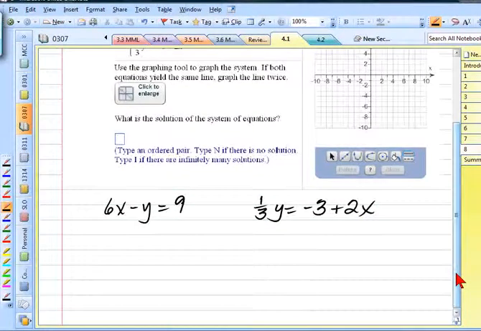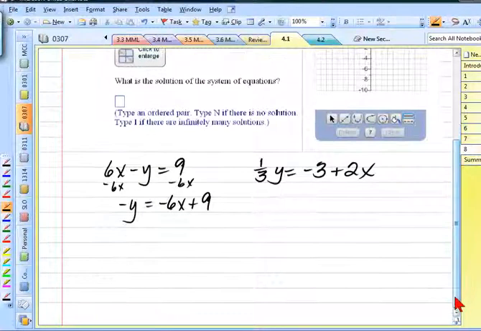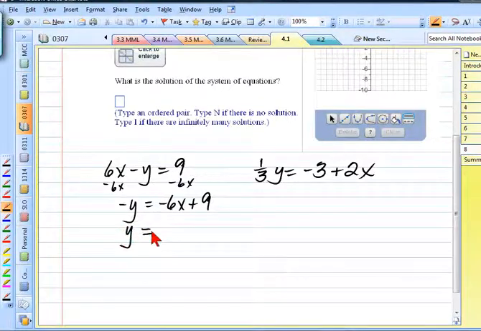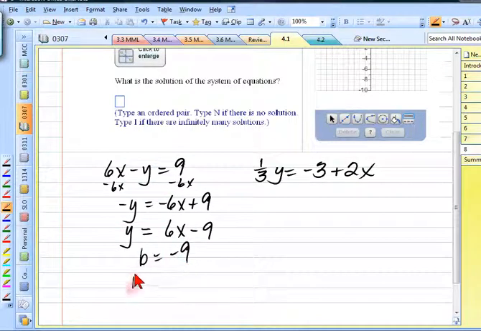All right. What technique would you like me to use? Slope-intercept again? Kind of stuck on it? Sure. So I'm going to subtract 6x from both sides. I have -y is equal to -6x plus 9. If -y is equal to -6x plus 9, what will positive y be equal to? 6x minus 9. I simply changed all the signs. Where will I begin? At -9. How will I move? I have 6 over 1, which is up 6, right 1.